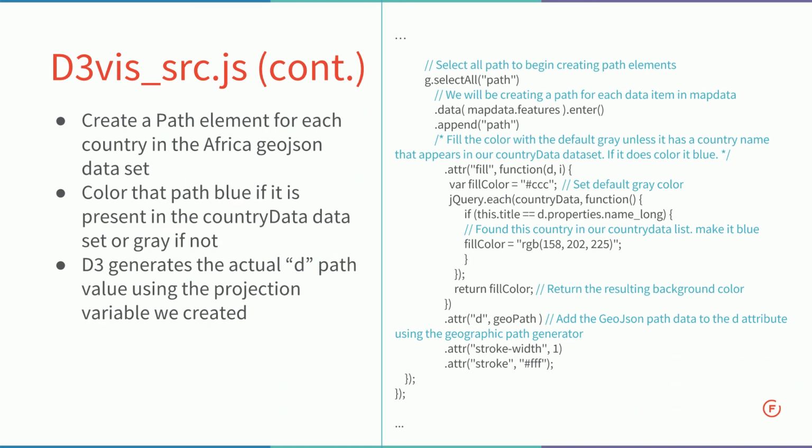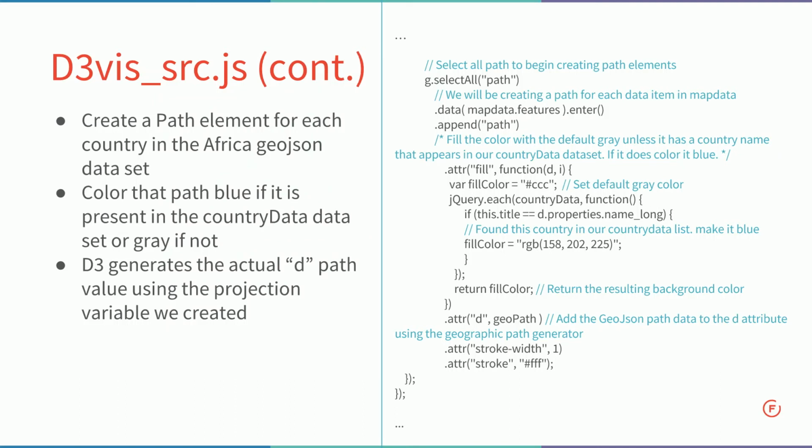Okay. For that current country in Africa, does it currently exist in the data set? If it does, we're going to fill it with that RGB color. It's actually blue, with the RGB 158, 202. We're going to fill it with blue. If it doesn't, it'll skip all that and it'll just stay with that default color that we set earlier of CCC.